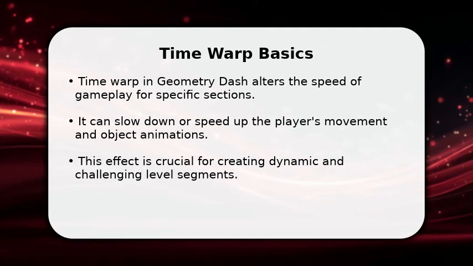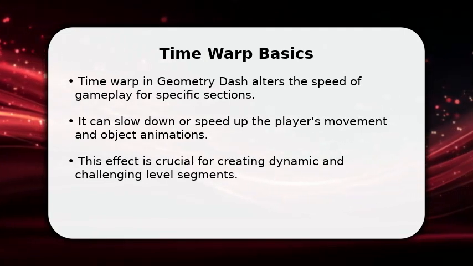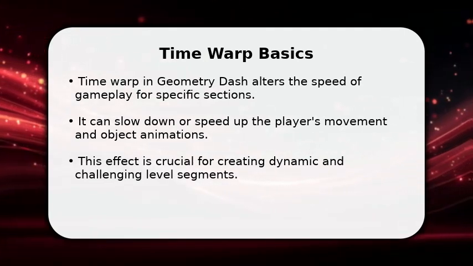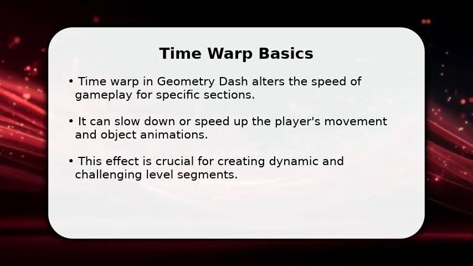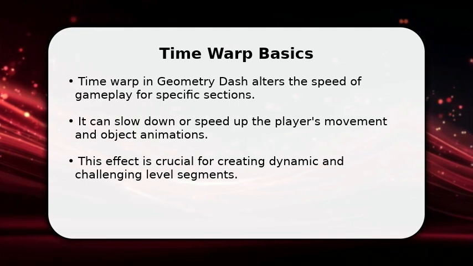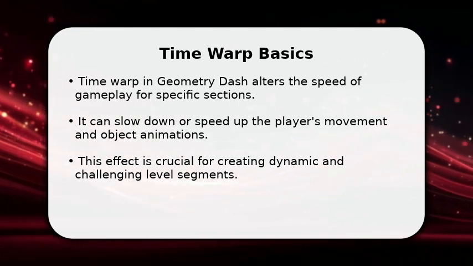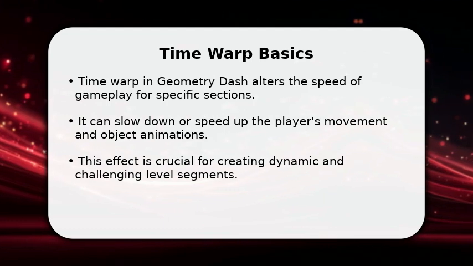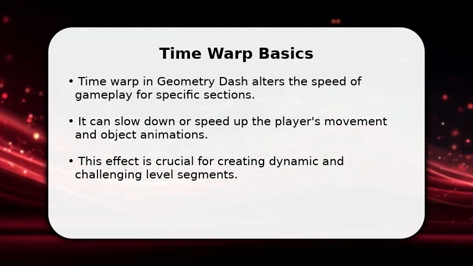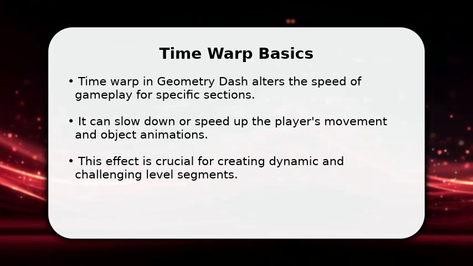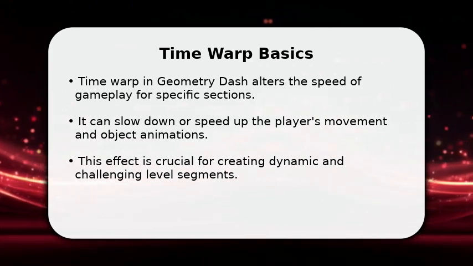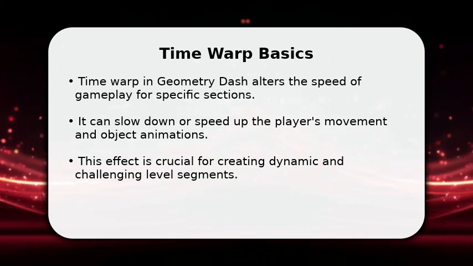In this video, I will explain how to make time warp in Geometry Dash. Time warp is a powerful tool that lets you manipulate the speed of your level, creating unique challenges and visual effects. To begin, open the level editor and navigate to the Triggers tab. You'll find the time warp trigger there, ready to be placed. This feature allows for incredible creativity in your level designs, offering a fresh experience for players.